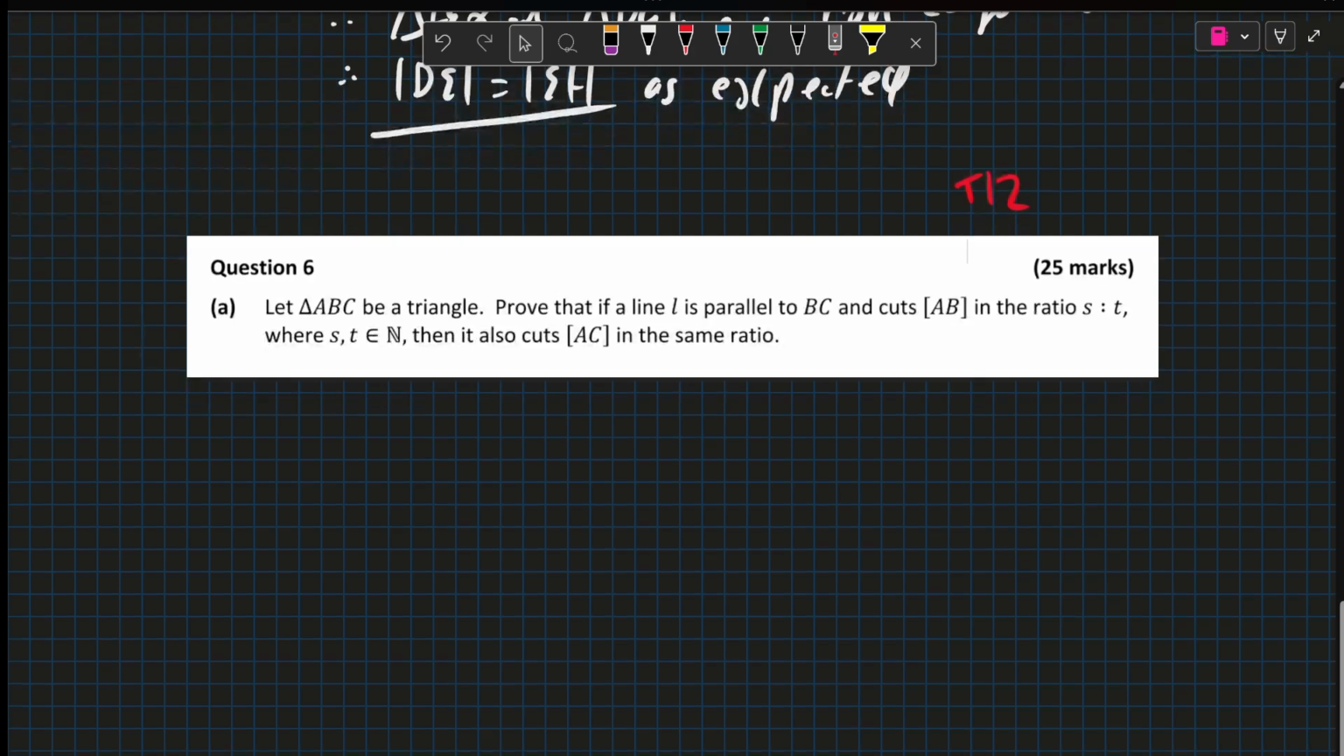So it says, let ABC be a triangle. Prove that if L parallel to BC cuts AB in the ratio S to T, where S and T are natural, it also cuts AC in the same ratio.